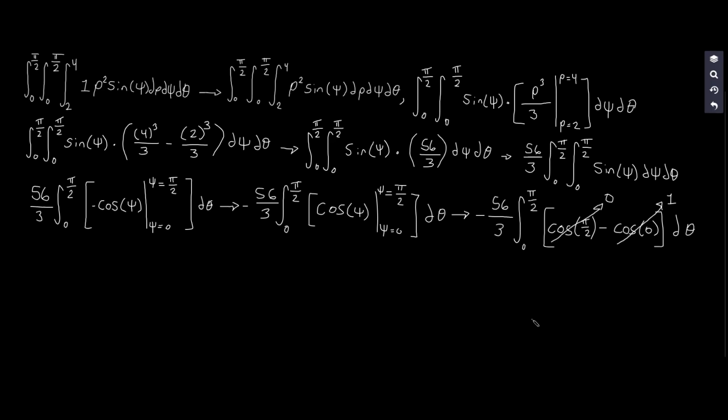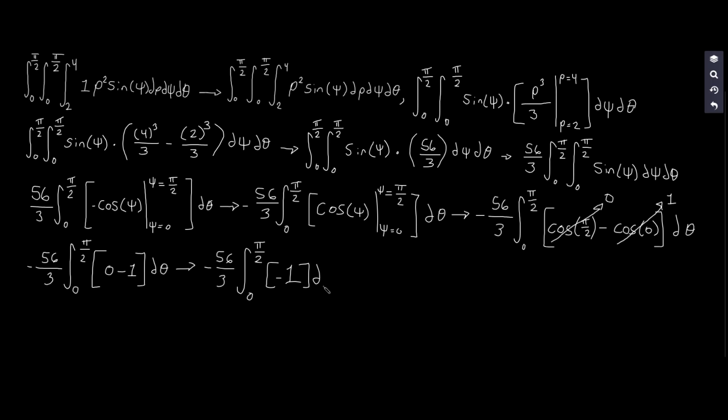So we're going to have 0 minus 1. And then here, I'll just write that out. Negative 56 over 3 times the definite integral from 0 to pi over 2 of 0 minus 1, integration with respect to theta. That's going to be negative 56 over 3 times the definite integral from 0 to pi over 2 of negative 1, integration with respect to theta.